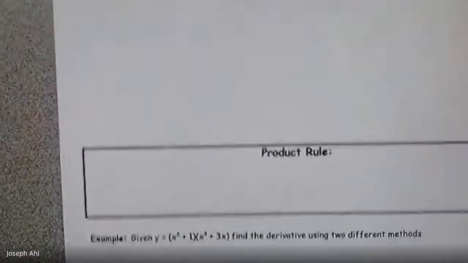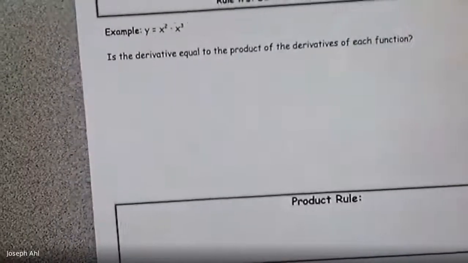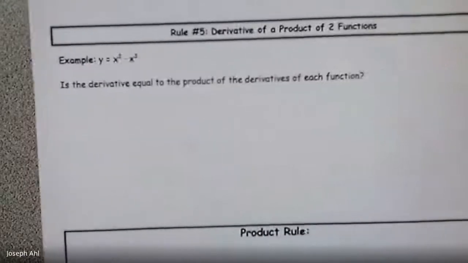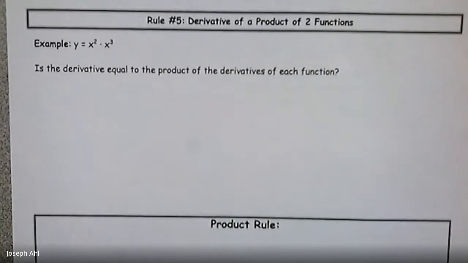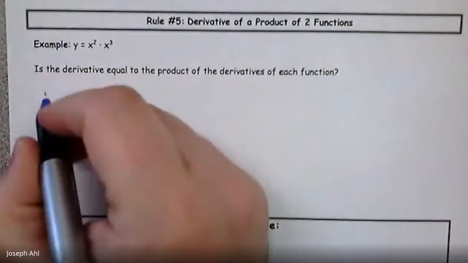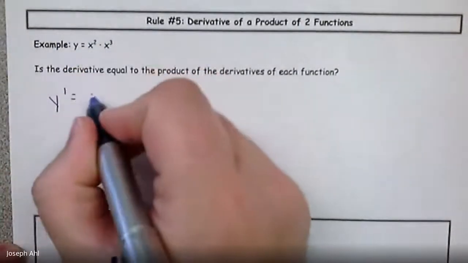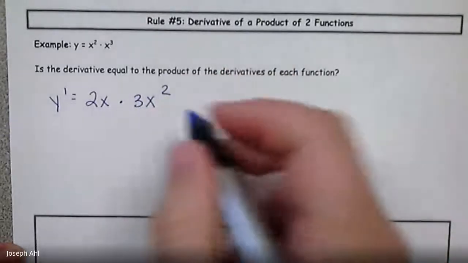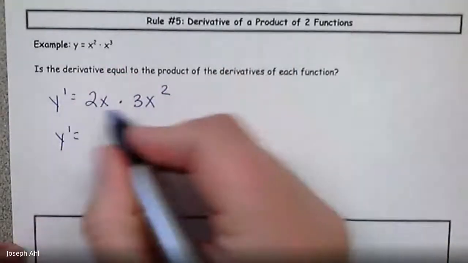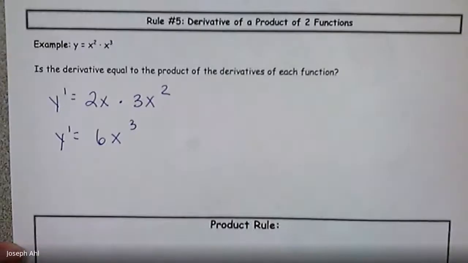Y equals x squared times x cubed. So I guess the question becomes, for this last rule, is the derivative equal to the product of the derivatives of each? Well, let's actually calculate what that would look like. The derivative in this case, if I take the derivative of each, would be 2x times 3x squared. So if I apply this rule, it seems like we're going to get 6x cubed. So is that actually the correct derivative?